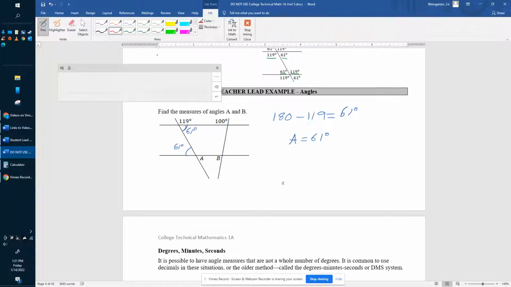Let's look at angle B. So the opposite of 100 is going to be 100 degrees. Opposites of a transversal means this is going to be 100 degrees. It's on a straight line with B, so B is going to be 180 degrees minus 100 degrees, which is 80 degrees. So B is equal to 80 degrees.